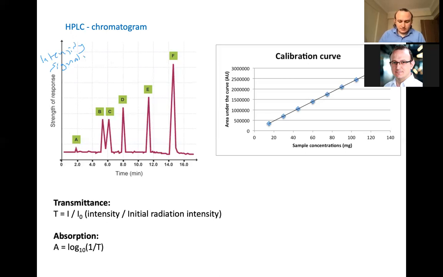So the concentration is related with the peak size. For the peak size, in fact, we are determining the peak area. So as you may remember, this area was important. And if you have a larger area, it means you have a higher concentration of component F, for example.